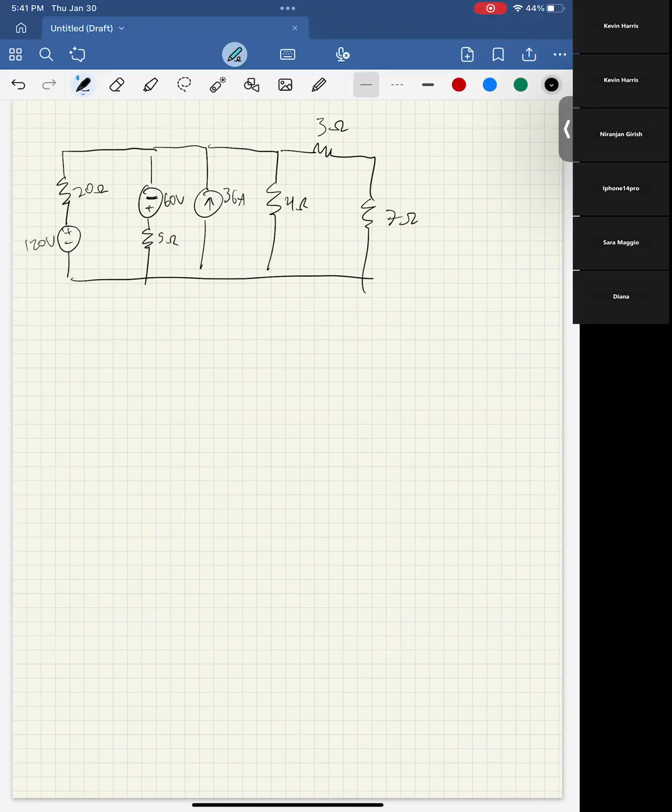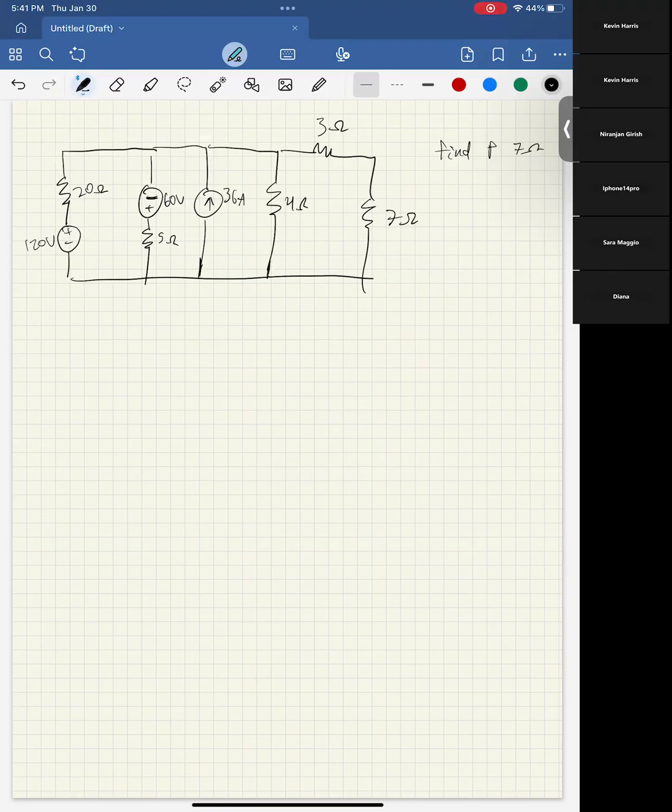Okay, so this question says use node voltage to find the power of the 7 ohm resistor. So find this. That means you actually have to solve the whole question. You might look at this and say, oh no, that looks complicated. But the thing about this question is there's actually only one node because all of these are connected together.